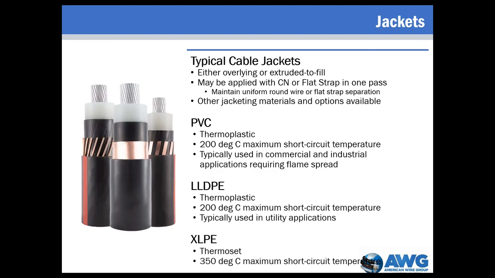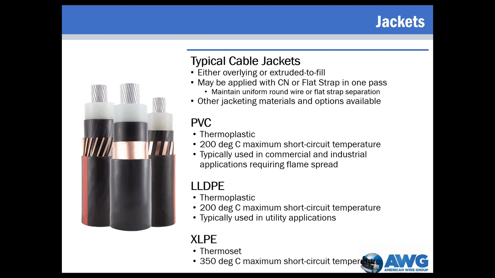A medium voltage cable jacket is selected based on the application to protect the cable from the installation environment, allowing the cable to achieve a long and worry-free service life. The cable jacket may be overlying where it is extruded into a tube over the metallic shielding layer, or extruded to fill, meaning that it is extruded over top of and in between the metallic shield components. This is quite often done with concentric wire shields in one pass so that the individual wires do not move when the cable is handled.